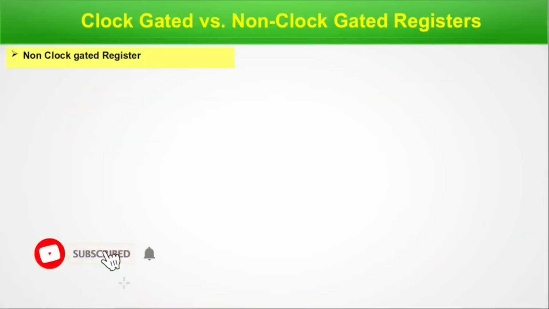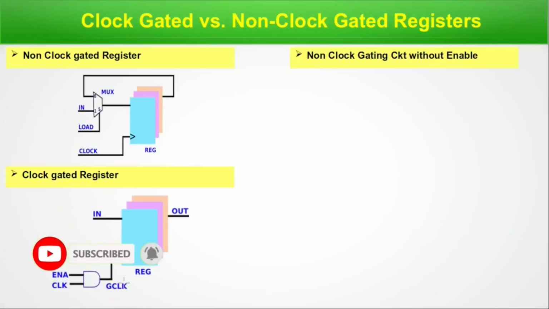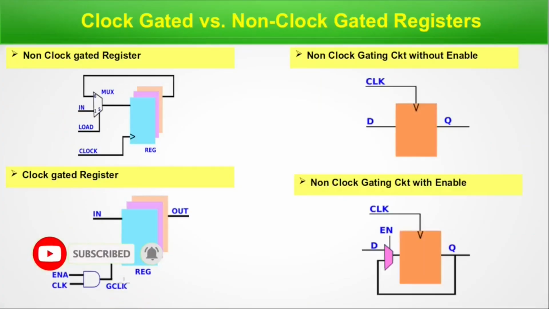Clock gated versus non-clock gated registers. There are 4 different configurations, circuit configuration. This one is non-clock gated register. Clock is directly going here in the register. This is gated enable clock. So clock gating, this gated clock signal is connected with this register. Here, these two are also non-clock gating circuit. One is without enable, another one is with enable. Enable is another input. Enable used to control it.